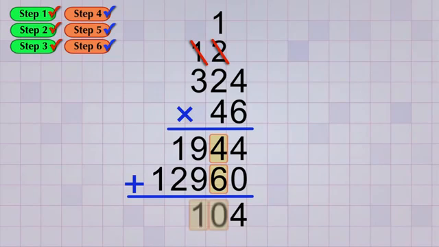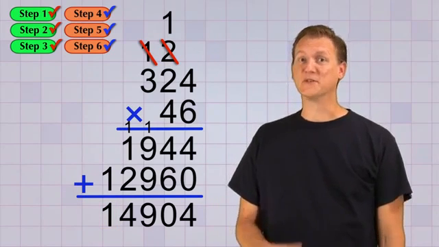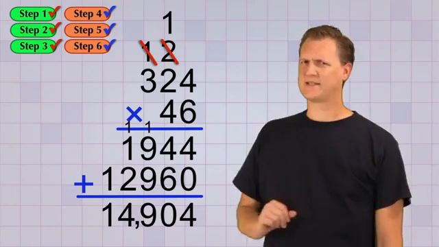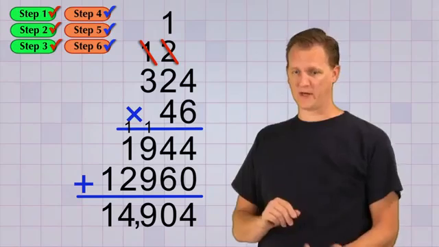4 plus 6 equals 10, so we carry the 1. 1 plus 9 equals 10, so we carry the 1 again. 1 plus 1 plus 2 equals 4. And then our last answer digit is just 1. There. Our final answer is a pretty big number, 14,904. Let's double check with a calculator to make sure we got it right.